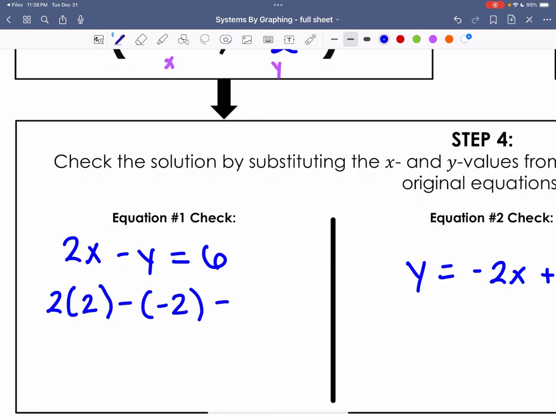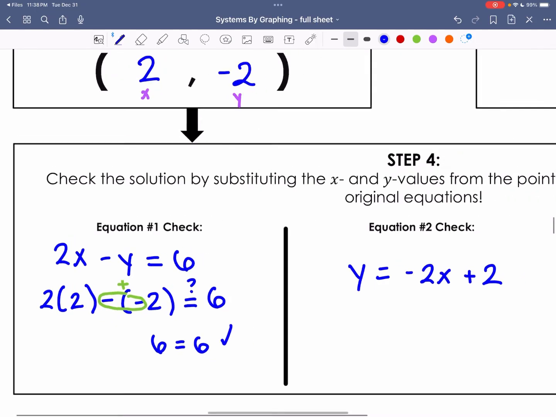And then we're just checking, does it actually produce true equations? So this one's a little trickier. So 2 times 2 is 4. And then we're minusing a negative. So remember that this would become a plus here. So we have 4 plus 2, which is 6. So woo! So far so good.